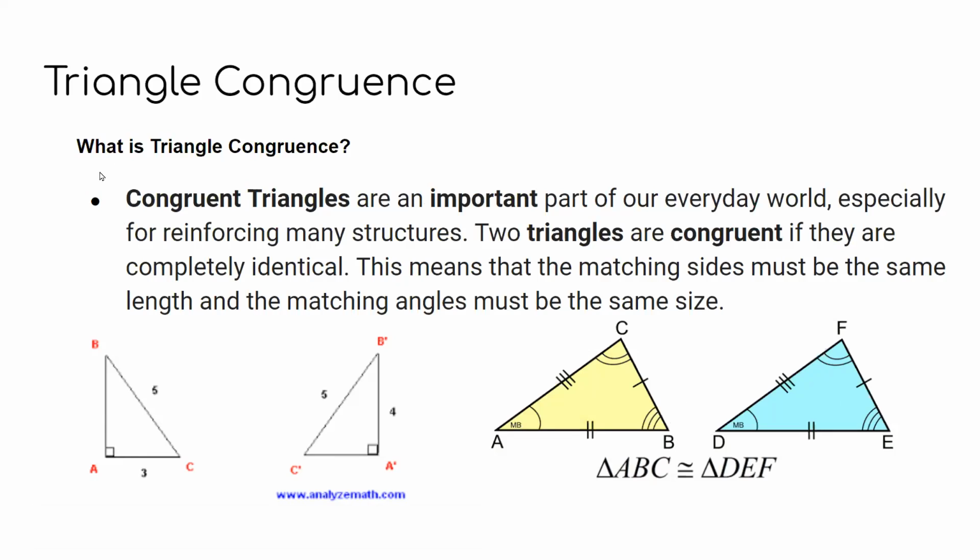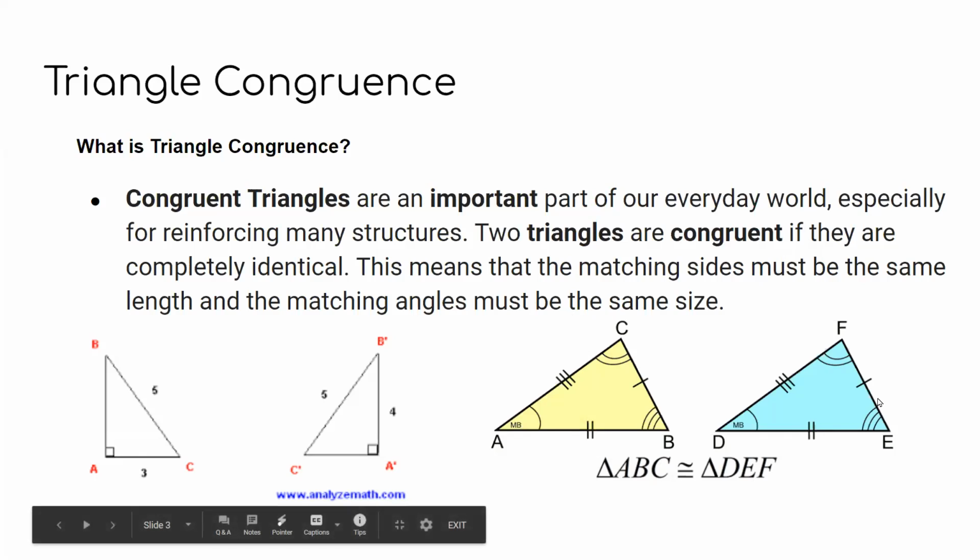Okay, so congruent triangles are an important part of our everyday life and world, especially for reinforcing structures, buildings, all of those. If two triangles are congruent, they're completely identical, and this means that the matching sides must be the same length and the matching angles must be the same size. Like we just said before, this equal sign with the squiggle on top means that they're congruent.